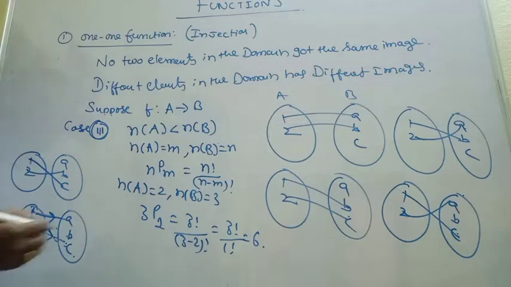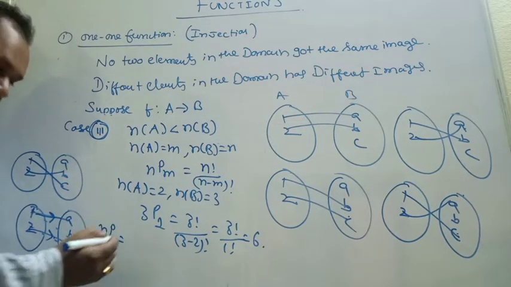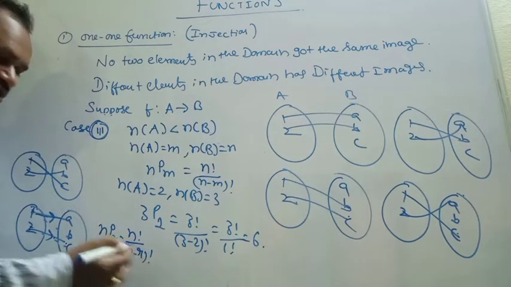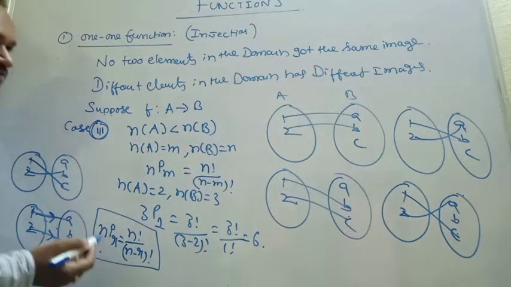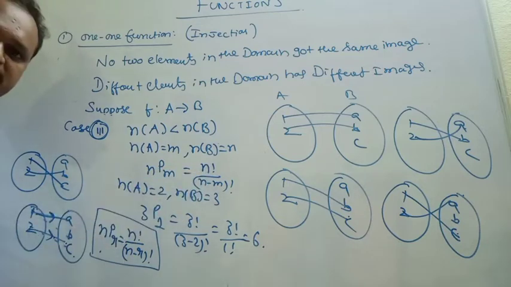Now, actually we have one formula, that is the formula nPr is nothing but n factorial by (n minus r) factorial. This is the permutations formula. Using this, we are going to get the number of 1 functions. That is what I have told you. nPm means n factorial by (n minus m) factorial, like this, right? Fine.